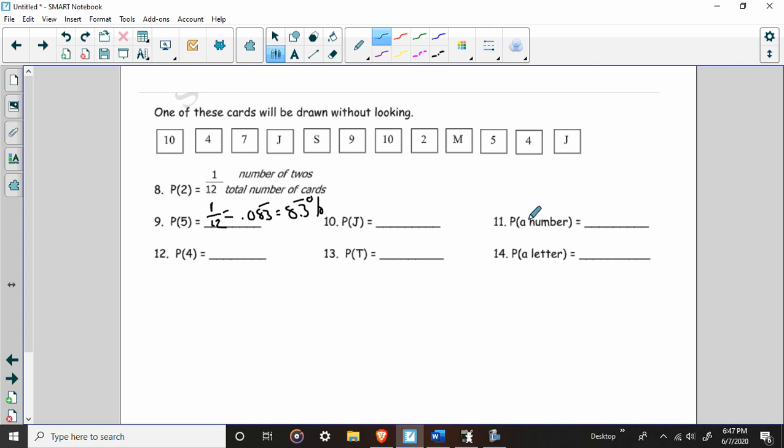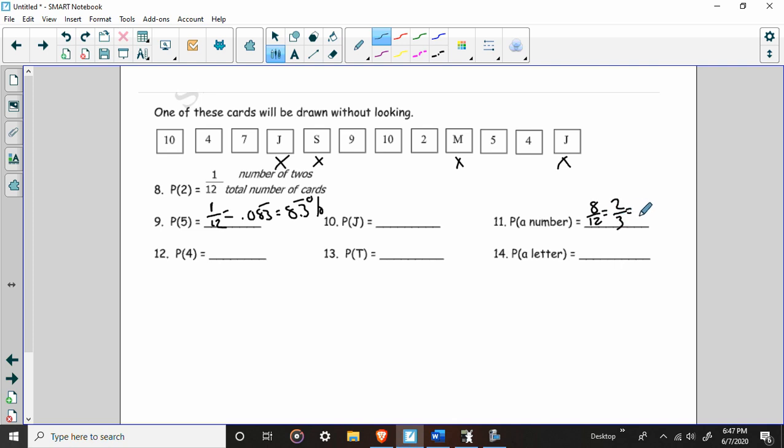So what's your probability of a number? Out of your 12 cards, I got 1, 2, 3, no, no, 4, 5, 6, no, 7, 8, no. So your probability of getting a number is 8 out of 12. If you'd like, you can reduce that, right? 4 goes into 8 2 times, and it goes into 12 3 times.